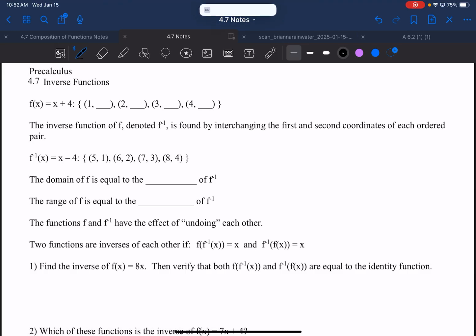Of x is the function x plus 4. And then they give us a bunch of coordinate points where they only give us one of the two values in the coordinate point. If you look at the coordinate points that are given there, did they give us the x or the y value?